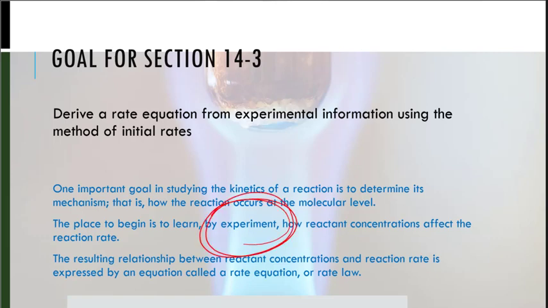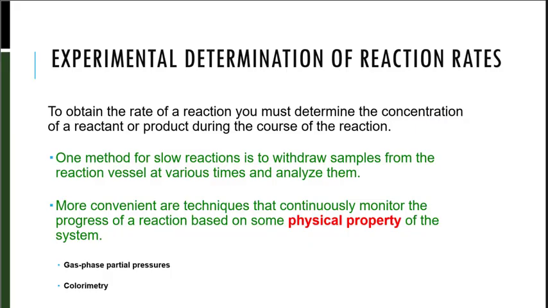The key word here is by experiment. The resulting relationship between reactant concentrations and reaction rate is expressed by an equation called a rate equation or a rate law. To obtain the rate of a reaction, you must determine the concentration of a reactant or product during the course of the reaction. And this is during the experiment, so we have to experimentally determine this.